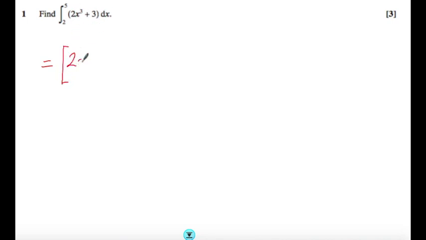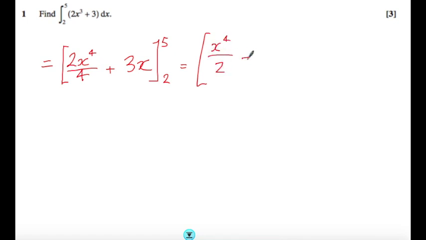So we'll have 2x to the 4 over 4, so I'm adding 1 to the power and then dividing by the new power, plus the 3 is just going to become 3x. And then we would have a plus c, but because we're doing definite integration, we don't need that. And then you could tidy that up if you want and make it x to the 4 over 2 plus 3x between 5 and 2.